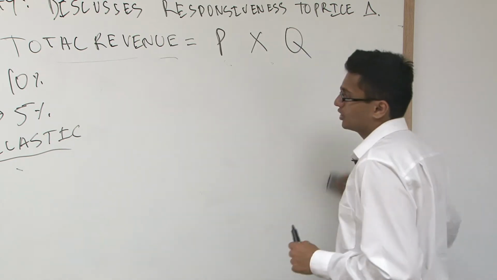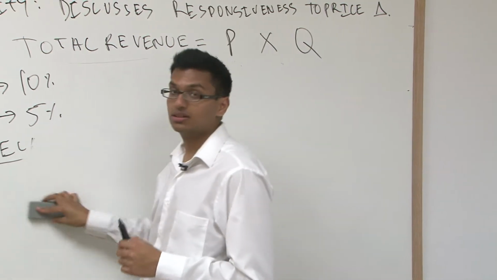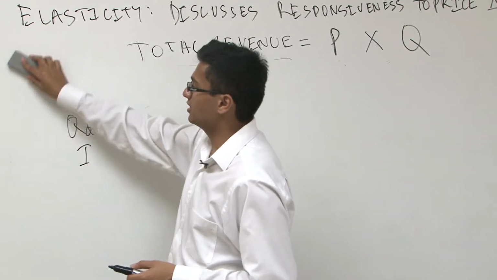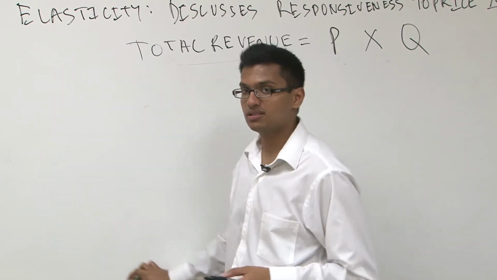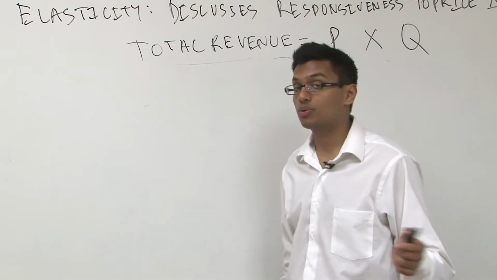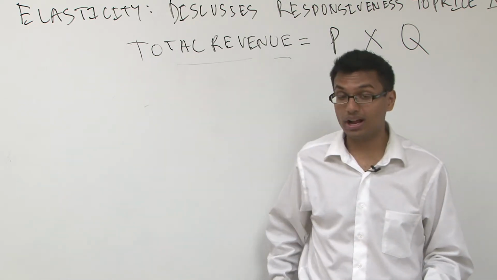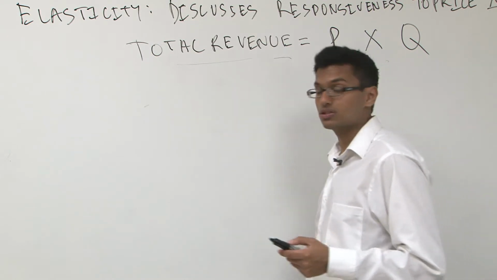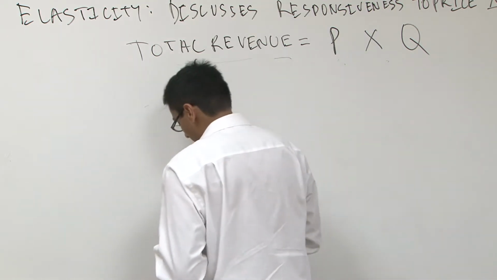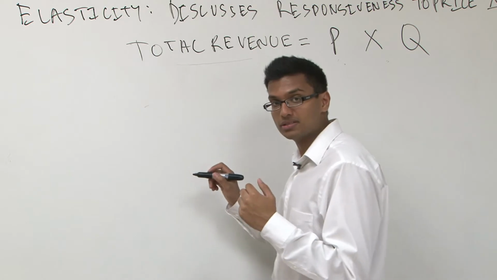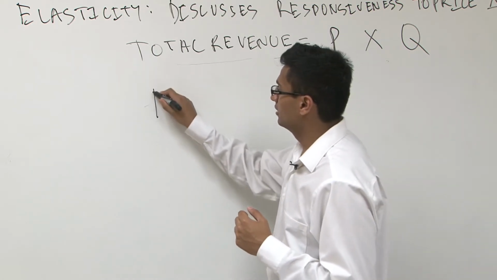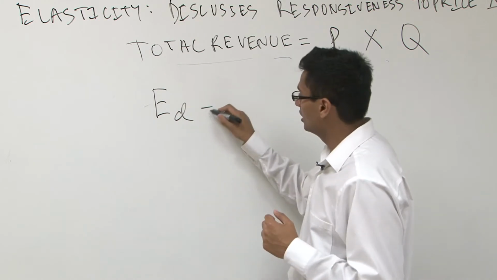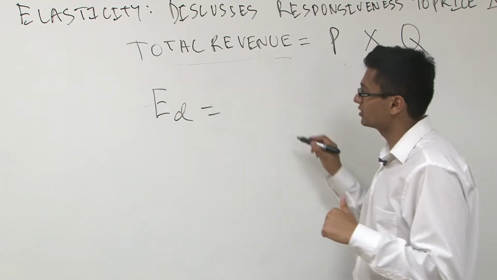All right. So my elasticity of demand is different from elasticity of supply, right? My elasticity of demand talks about the responsiveness in demand to the price change. Elasticity of supply talks about the changes in supply when price changes, okay? So let's talk about my elasticity of demand. The elasticity of demand is as follows.